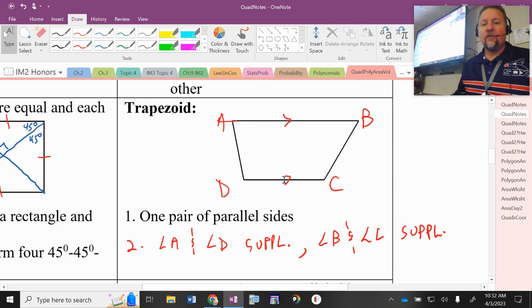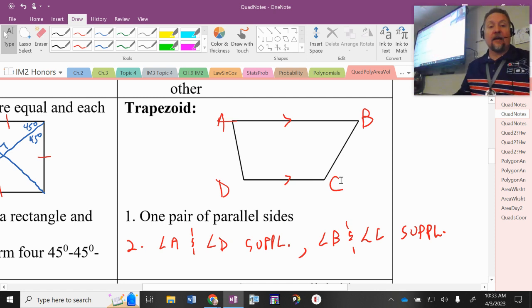I think I said that, but these are same side interior angles again. So here we go. 2 parallel lines cut by a transversal. Same side interior angles would be supplementary. Same thing. 2 sides that are parallel cut by a transversal. If that's the case, same side interior angles are supplementary. There's no relationship with A and B and no relationship with D and C.